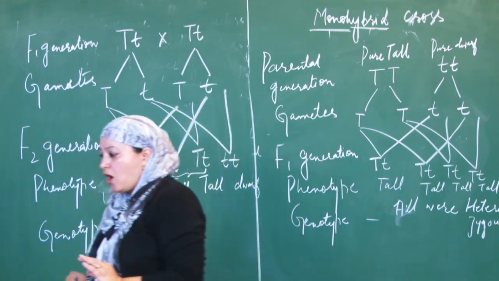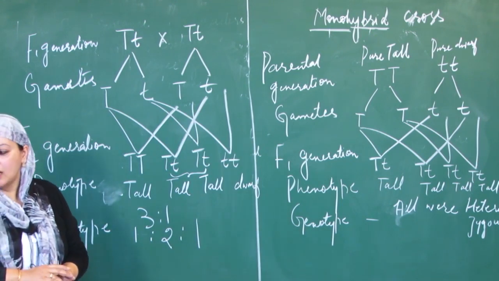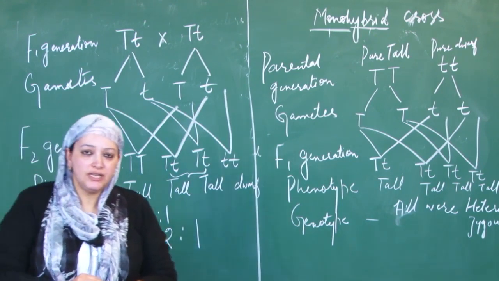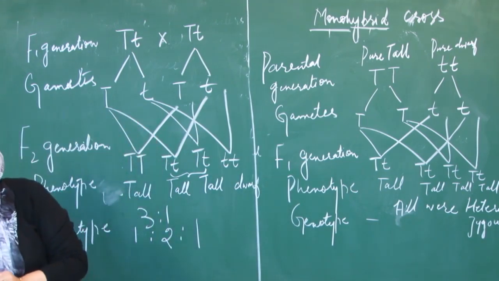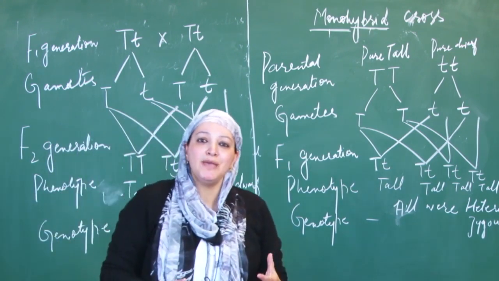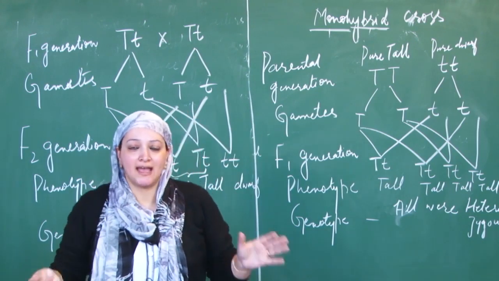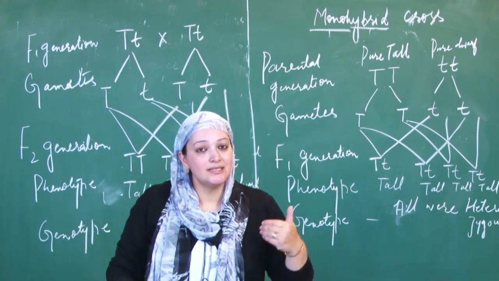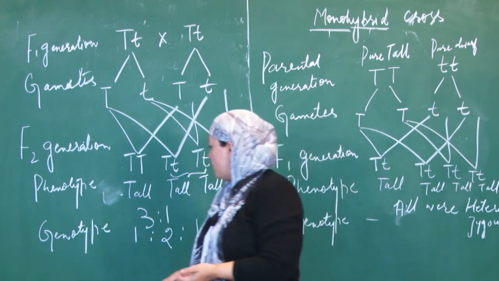When a pair of contrasting factors or genes are brought together in a hybrid, these factors do not blend or mix together. They remain as they are. This is the second law, that is law of segregation or purity of gametes.